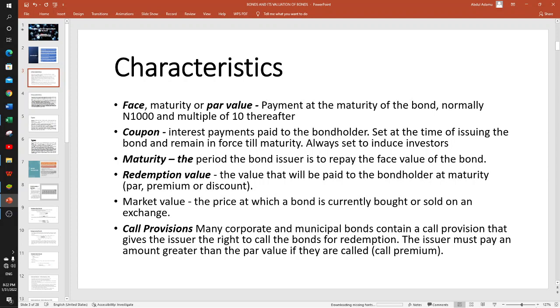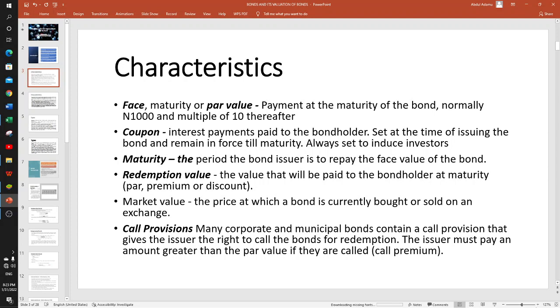So also we have maturity. Maturity is normally the period at the end of which the bond issuer will have to repay the face value of the bond. Then we have redemption value. That is the value that those holding the bond will get at maturity, and it could be of three types. It could be at par, that is at the face value. Then it could be at premium, that is higher than the face value, and it could be at discount, that is lower than the face value. Another characteristic is the market value, that is the bond price, the price at which the bond is currently selling, which we are going to look at under the valuation of bonds.